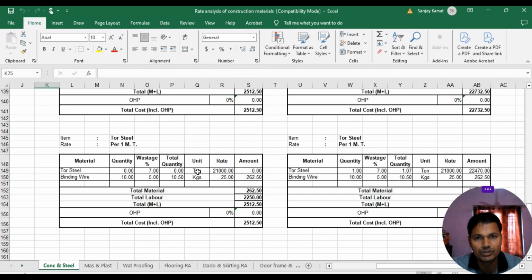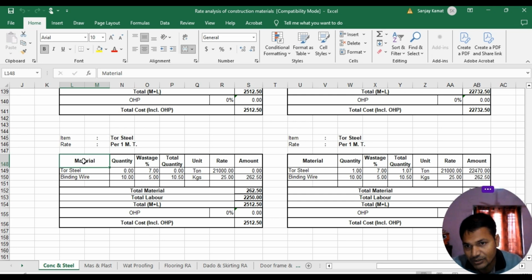Okay, so now we are going to do the calculation for the torsion steel. How much do we bend for that? That calculation we are going to do next, okay.